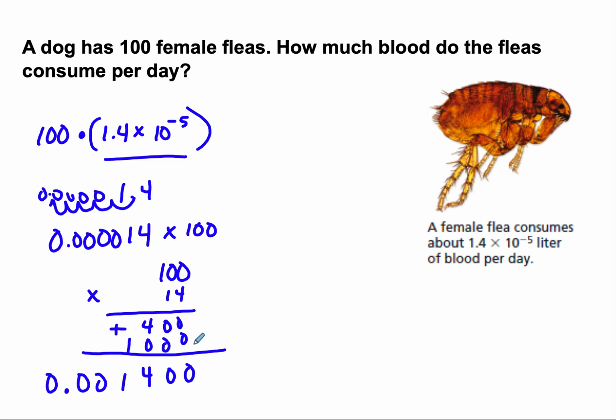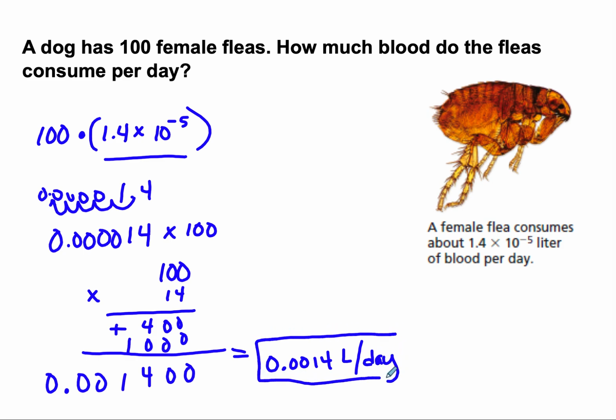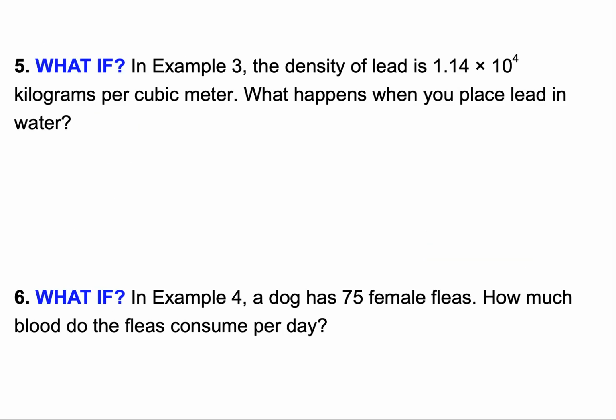Now when I'm writing my final answer, I actually don't need these 2 decimals at the end because they're just zeros. So I'm going to write 0.0014 liters per day. All right, go ahead and pause the video and try these 2 on your own.